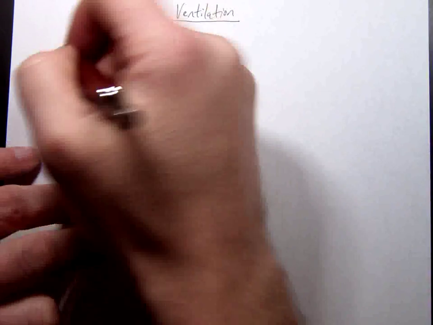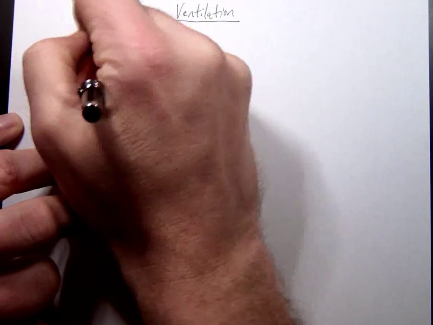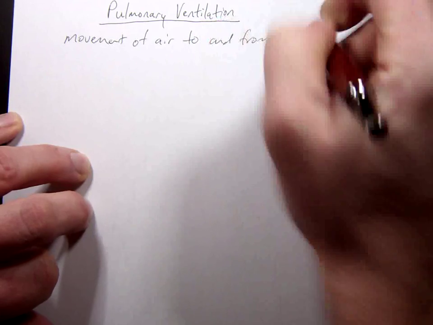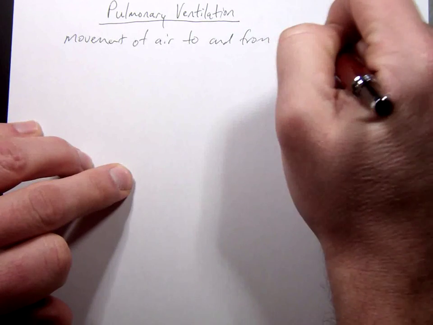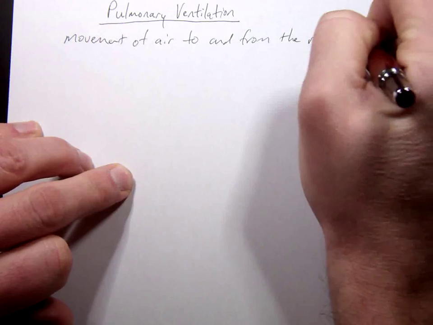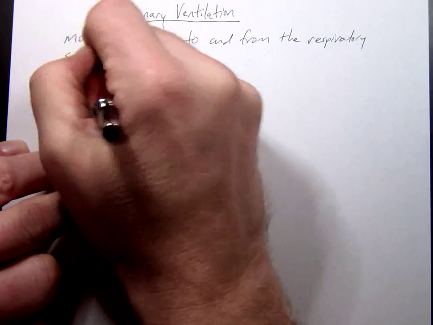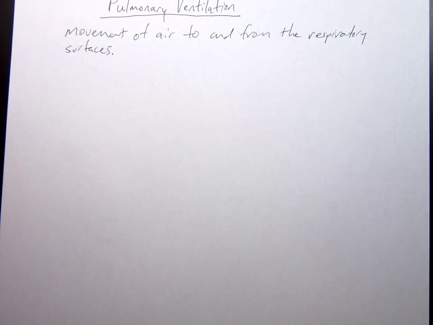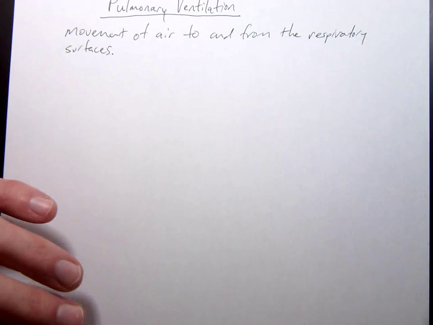Specifically with pulmonary ventilation, we're talking about movement of air to and from the respiratory surfaces. And where the respiratory surfaces are is in that alveolus there, where the gases can be exchanged between the bloodstream and the airspace in the alveolus, or ultimately the environment.